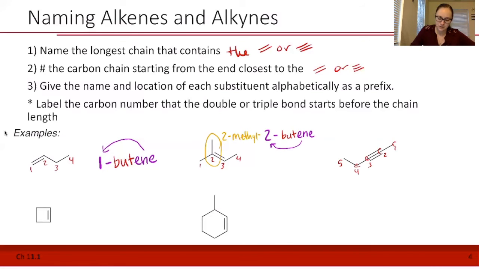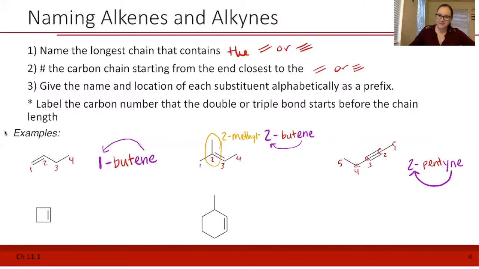Okay, so we have 5, so our base is going to be pent. Then we're going to show that we have an alkyne, pentyne. And then all we have left to do is to say where that yne started, that triple bond started. So it starts at the 2. The first number that has that double bond or triple bond, that's where it starts. So we're saying that the yne starts at number 2. So that's our name right here, 2-pentyne.